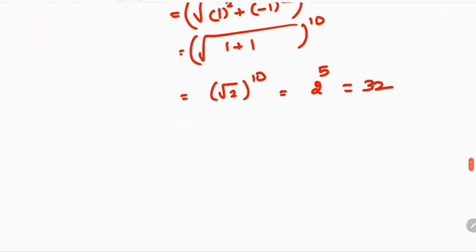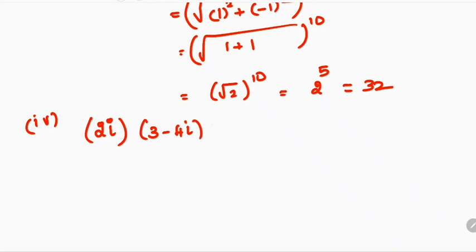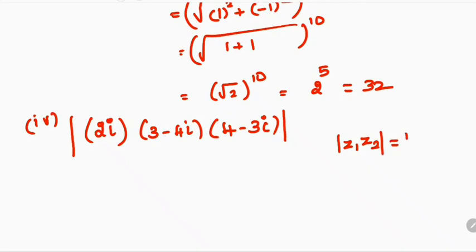Now we are moving to the fourth subdivision. Here you will have 2i into 3 minus 4i into 4 minus 3i. It is given; what do you have to do? You have to find the modulus of this complex number. In the property, if the complex numbers are in a product, the modulus of the product of two complex numbers is equal to the modulus of z1 into the modulus of z2, that is, the product of their moduli.